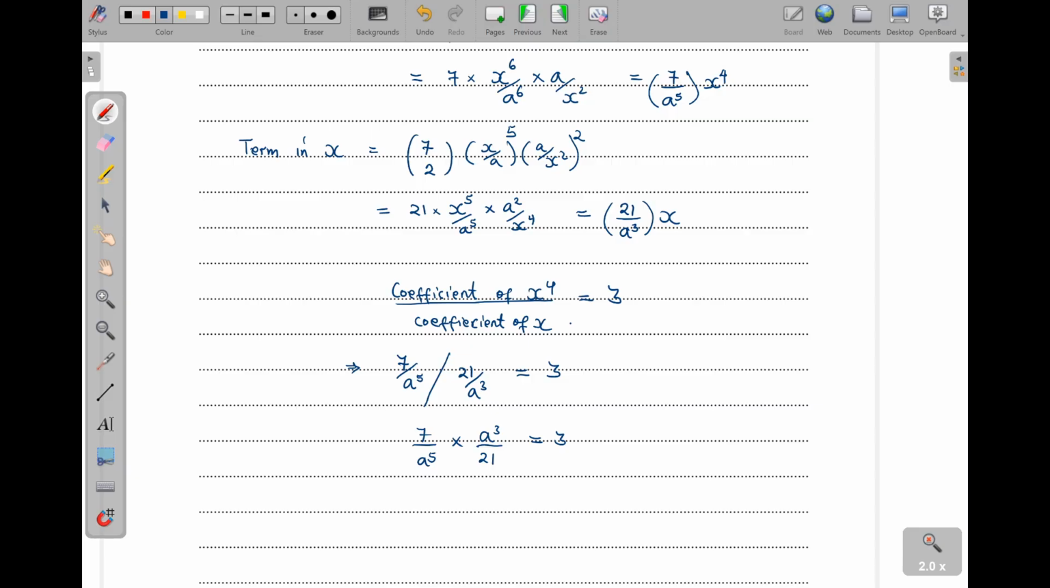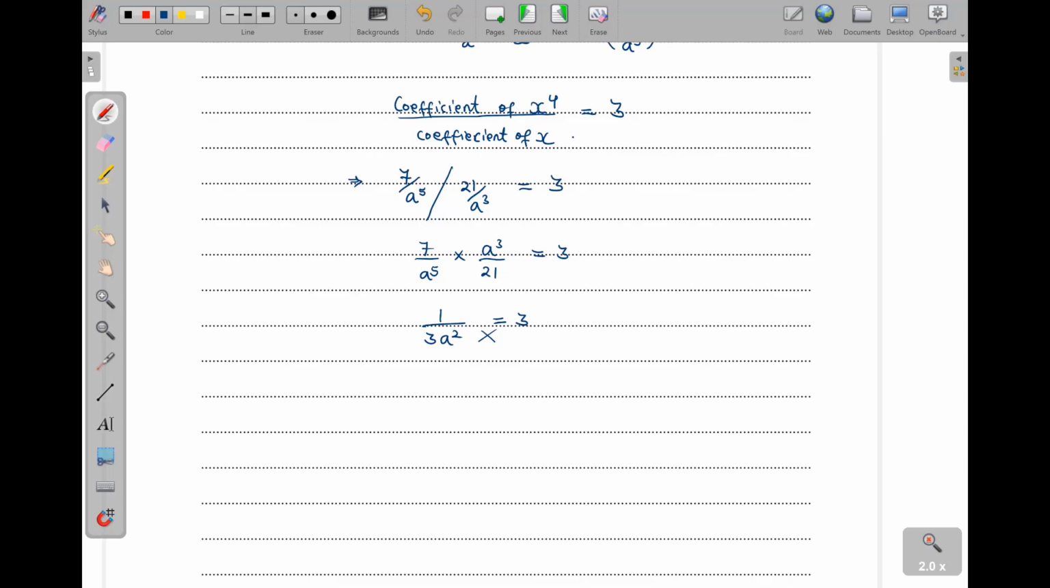So this one will go here 3 times. Of course, this one will reduce with this one. The whole thing will be 1 over 3 because 7 goes in here 3 times. So 3, then a^2, which is equal to 3. When we cross multiply, we shall get 1 equal to 9a squared. So 1 over 9 will be equal to a squared.